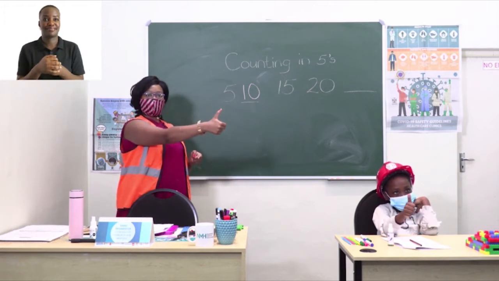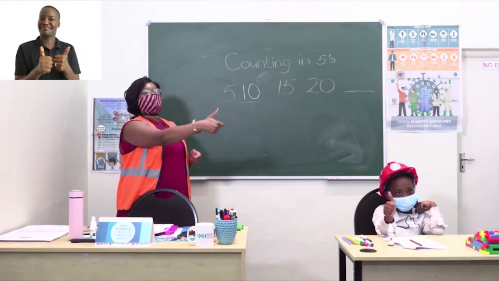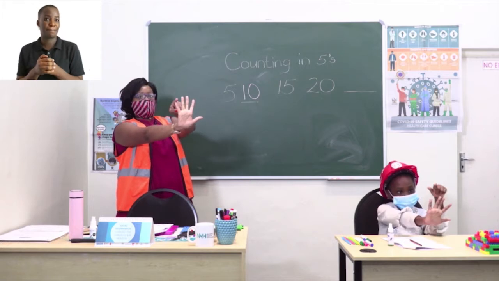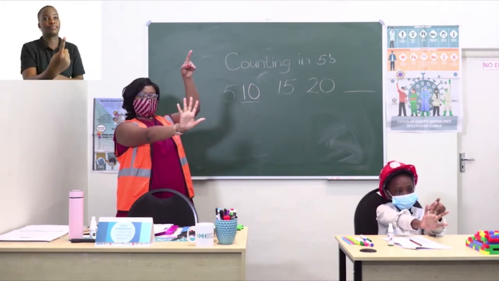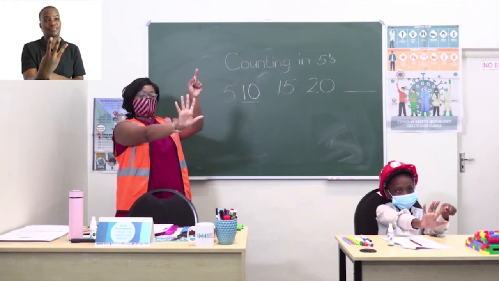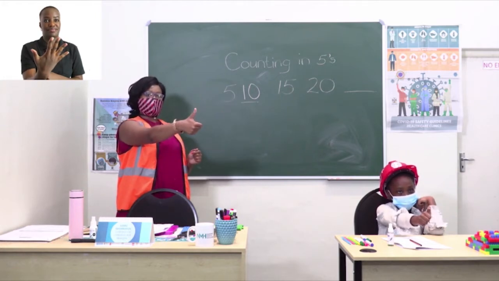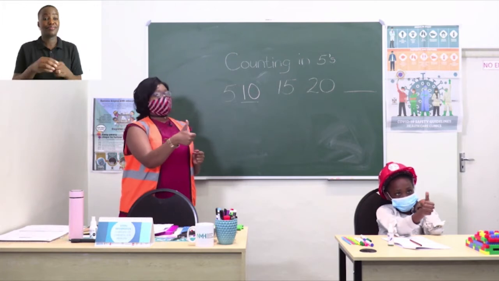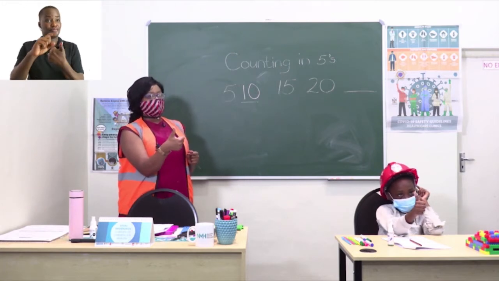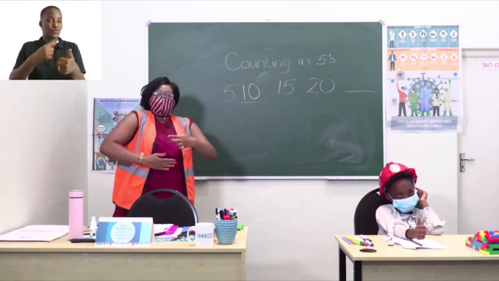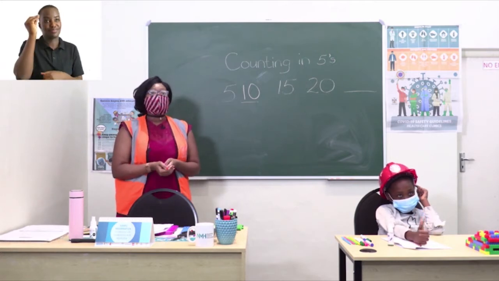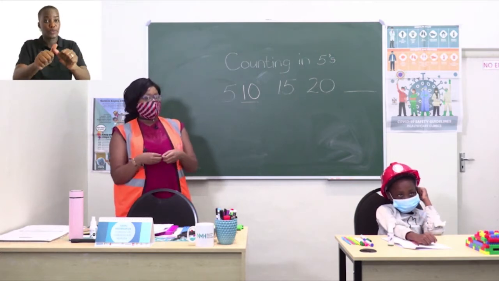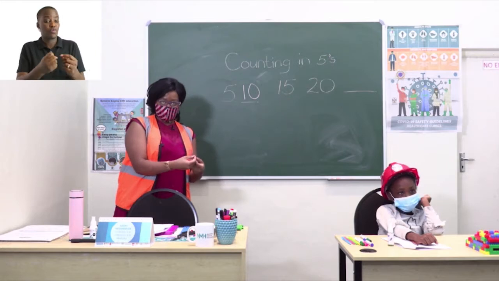Wiggle your thumb. Very good. Let's try again. 1, 2, 3, 4, and 5. So you are going to use your thumb as the 5th number all the time. We will also be using the counting on method. So from one number, we are counting on to the other number.